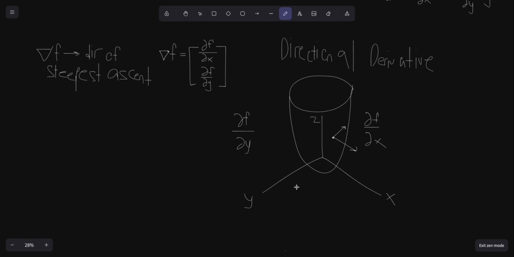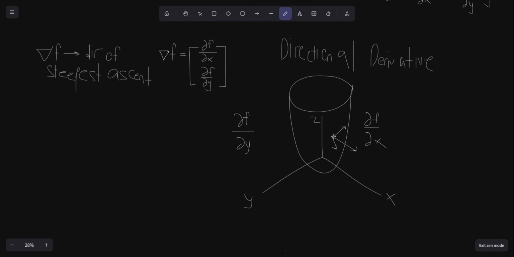in this case, moving in the y direction. But if I'm at a point, I can move in any direction. I can move here. I can move in directions that are not just the x and the y axis direction. I can move all sorts of places. I can move in a combination of an x and a y direction.